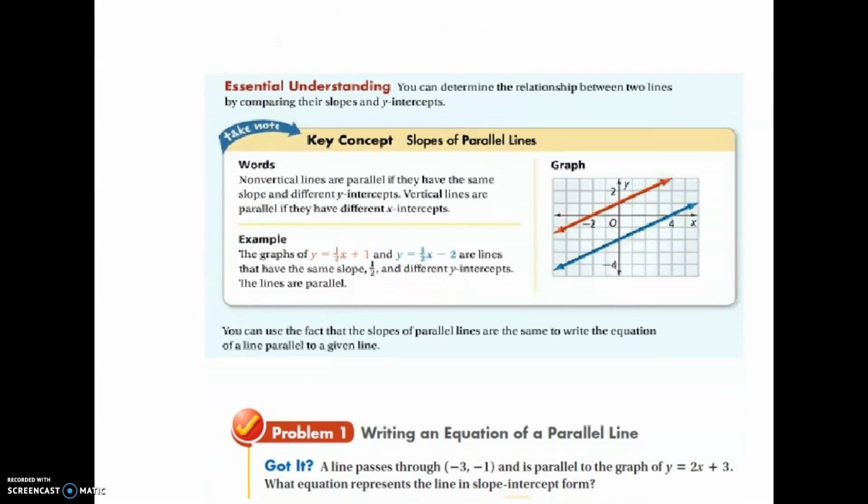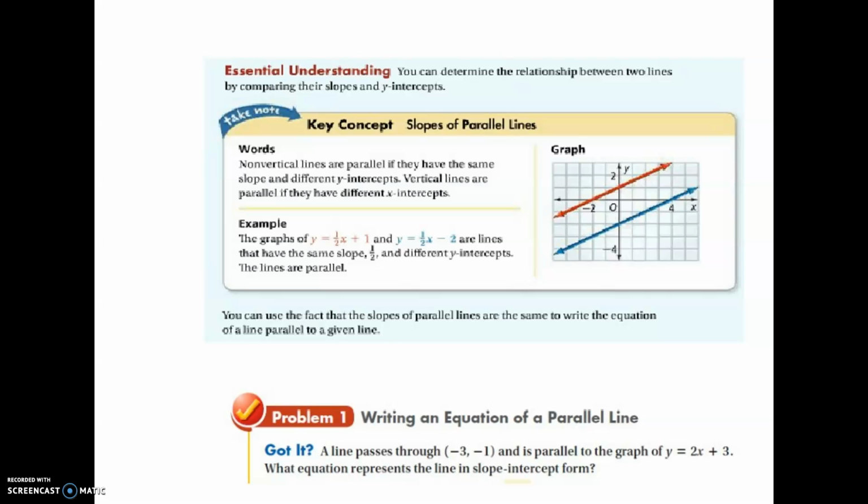Moving to the next part here. So we can determine the relationship between two lines by comparing their slopes and their y-intercepts. So again, here is an example where they have the same slope, different y-intercepts, so we can see they're parallel to each other when we graph them.